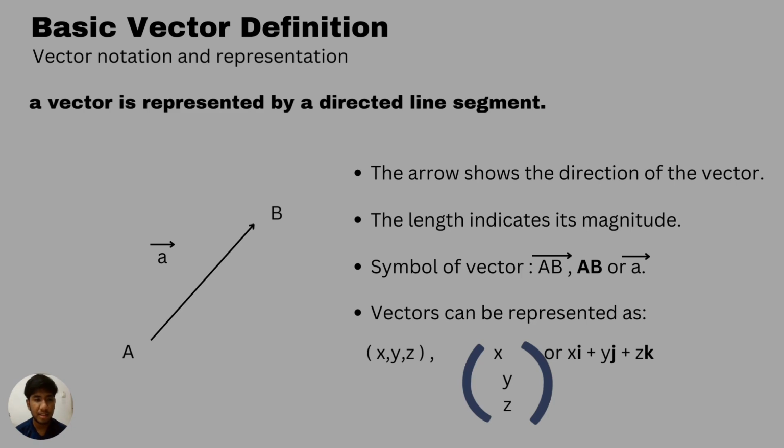Basic vector definition, vector notation and representation. A vector is represented by a directed line segment. First, the arrow shows the direction of the vector. Second, the length indicates its magnitude. Number 3, symbol of vector: AB with arrow above, AB bold, or small a with arrow above. Vectors can be represented as horizontal coordinate xyz, vertical coordinate xyz, or xi plus yj plus zk.